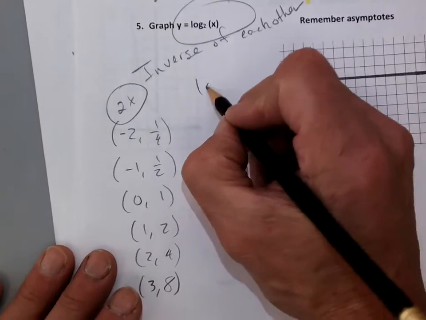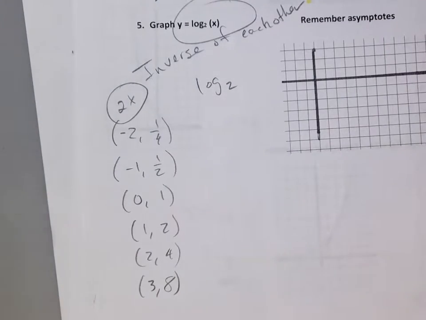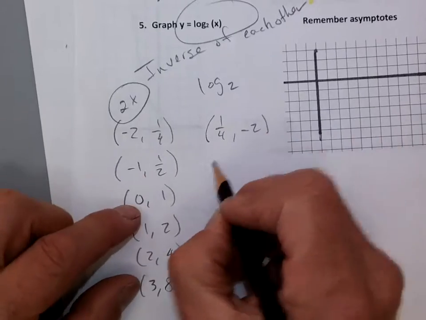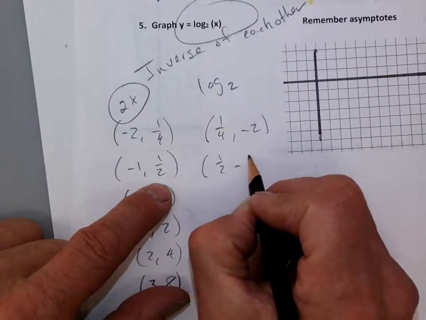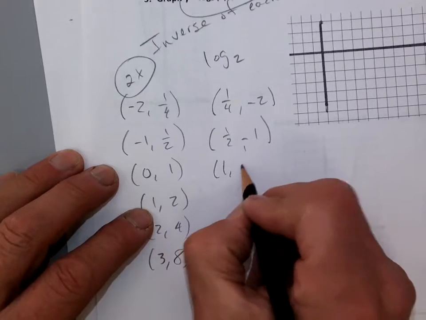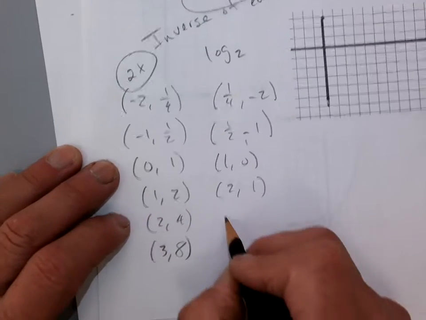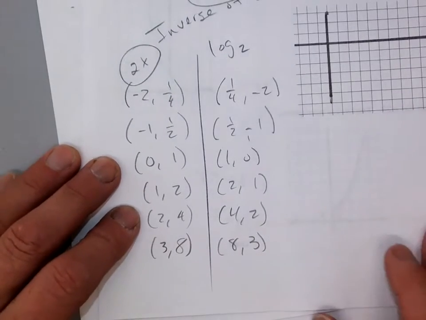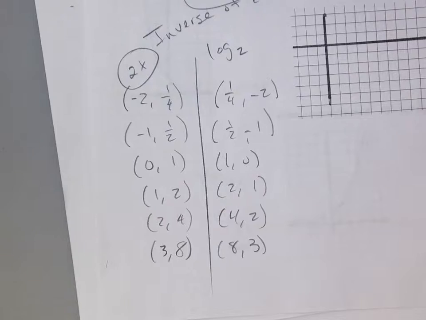But if we want the log of base 2, they're opposites. Remember how we did inverses? Remember what you did with the points? So if they're opposites, we're going to switch and make xy and yx, right? So if I wanted the log of this, I'm going to rewrite this as 1/4, -2. I'm going to rewrite this as 1/2, -1. I'm going to rewrite this as 1, 0. I'm going to rewrite this as 2, 1, 4, 2, and 8, 3. Okay, because these are inverses of each other. So we switched the x and y's.